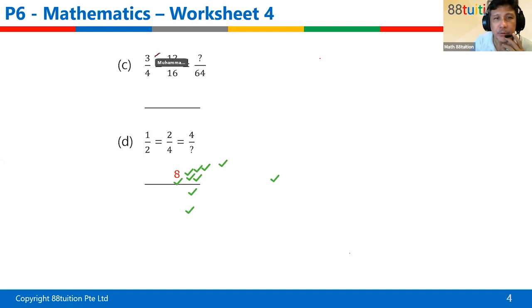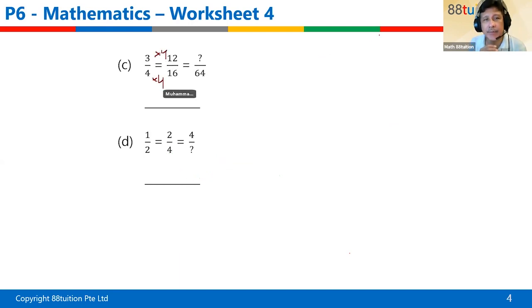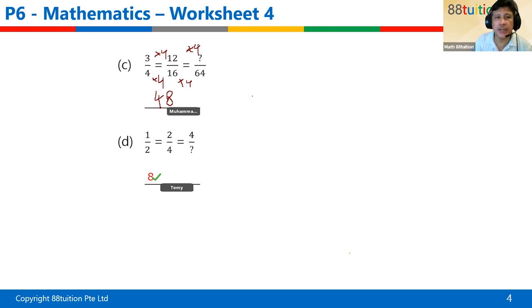Nabil, are you able to write or type? Okay, yeah, he's doing. Correct. 3 times 4, 4 times 4, that will get you 12 out of 16. 16 times 4 will get you 64. Yes. So 12 times 4 gets you 48. Okay, good job. All right, that is correct as well.